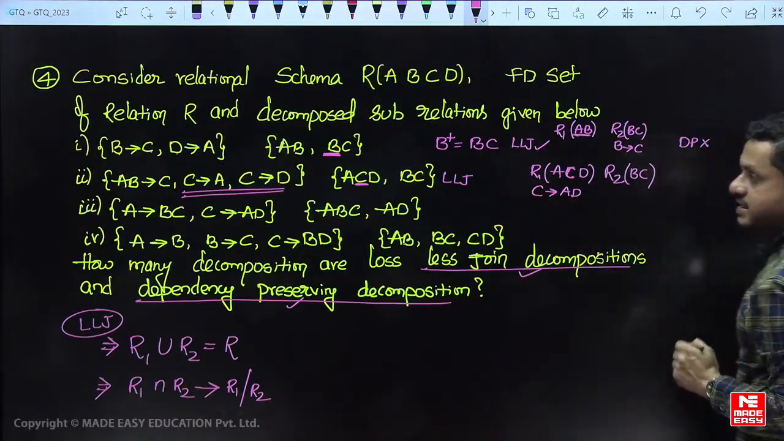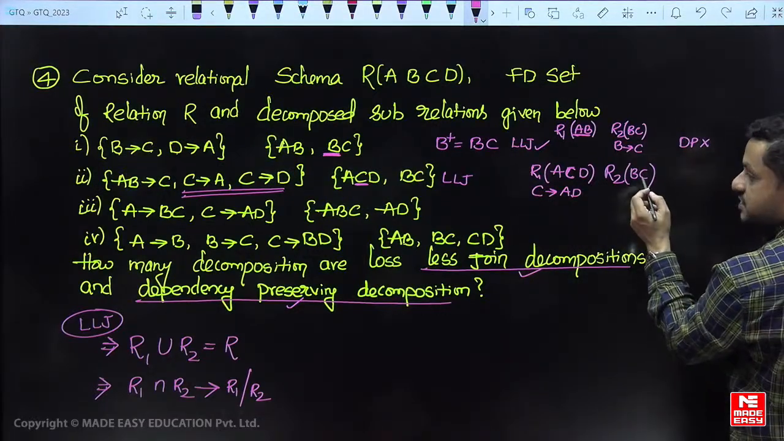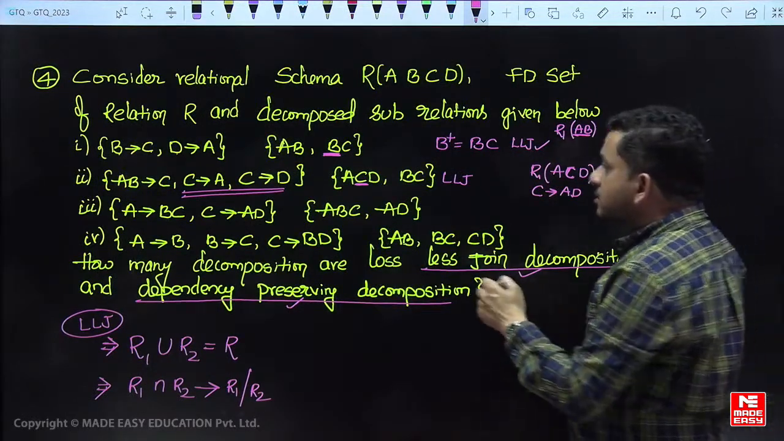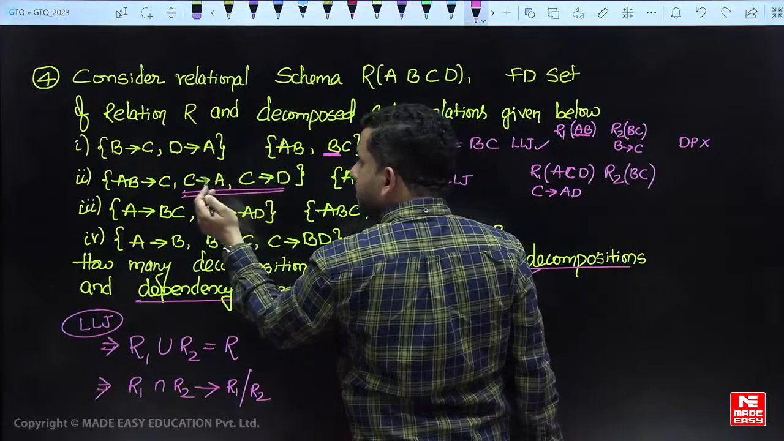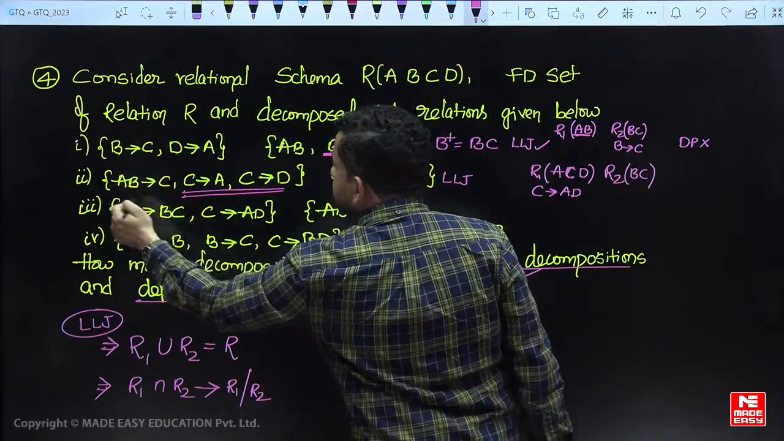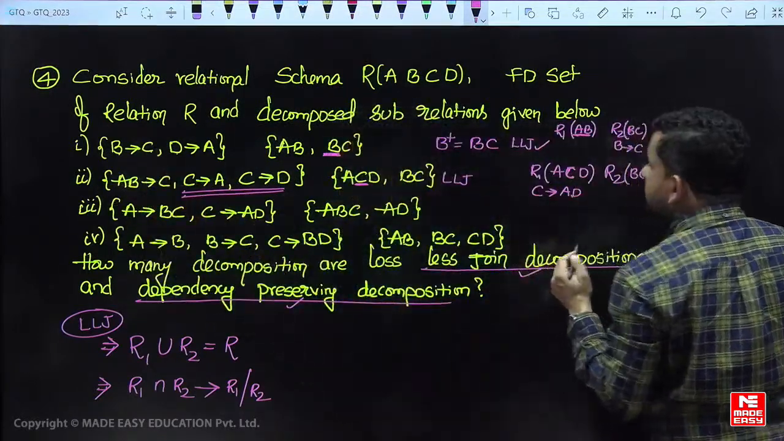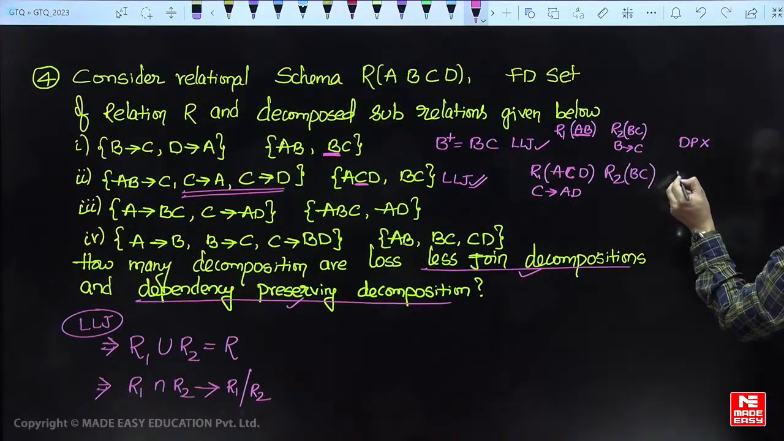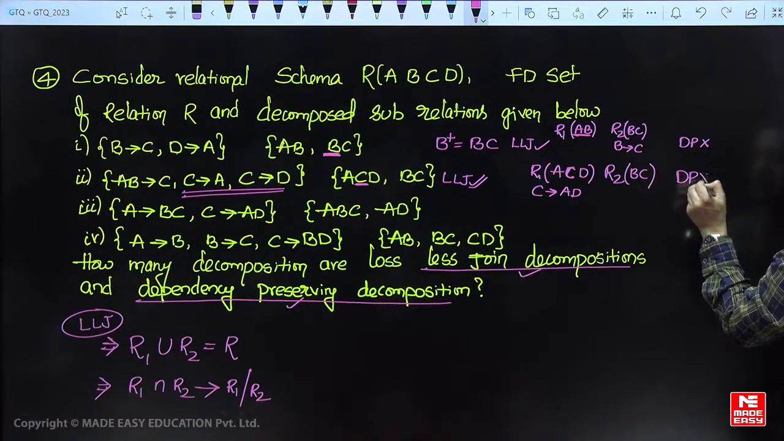C determines AD is the FD for the first relation. B does not determine C, C does not determine B. So C determines AD is preserved and AB determines C is not preserved. The second one is lossless join, but it again fails dependency preservation.